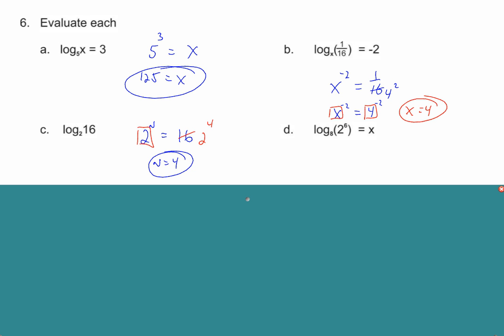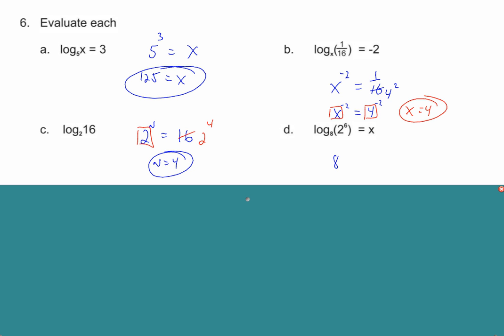A little bit different situation. Look at the difference between this one and the previous one. In this one, the variable was the exponent. Therefore, I needed the bases to match. In the previous one, the variable was the base. Therefore, I needed the exponents to match. It's a subtle difference, but that is the difference. Okay, do D if you can.